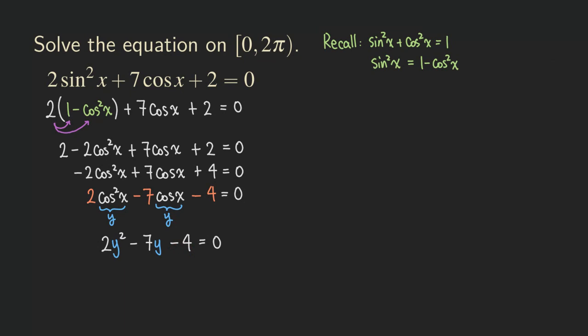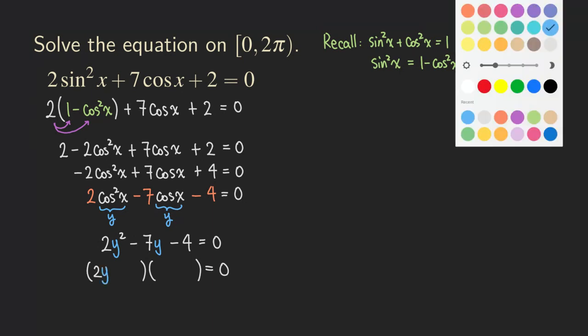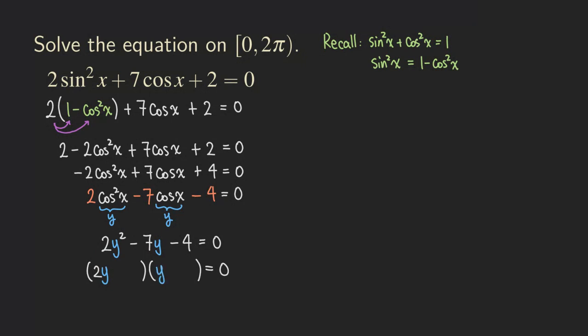Okay, so the next step is to factor this equation. That equation is actually quite easy to factor, so let's just write down the two factors. First, if we look at our leading term, we have 2y squared, and the only combination we can have is a 2y right there, and then the other one is just the y. 2y times y is 2y squared.